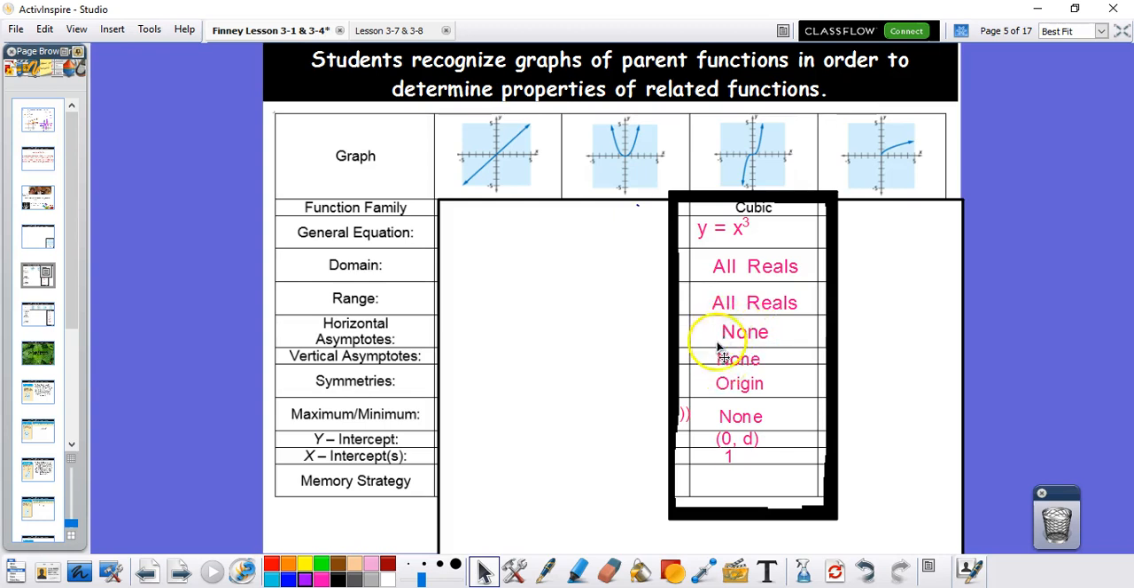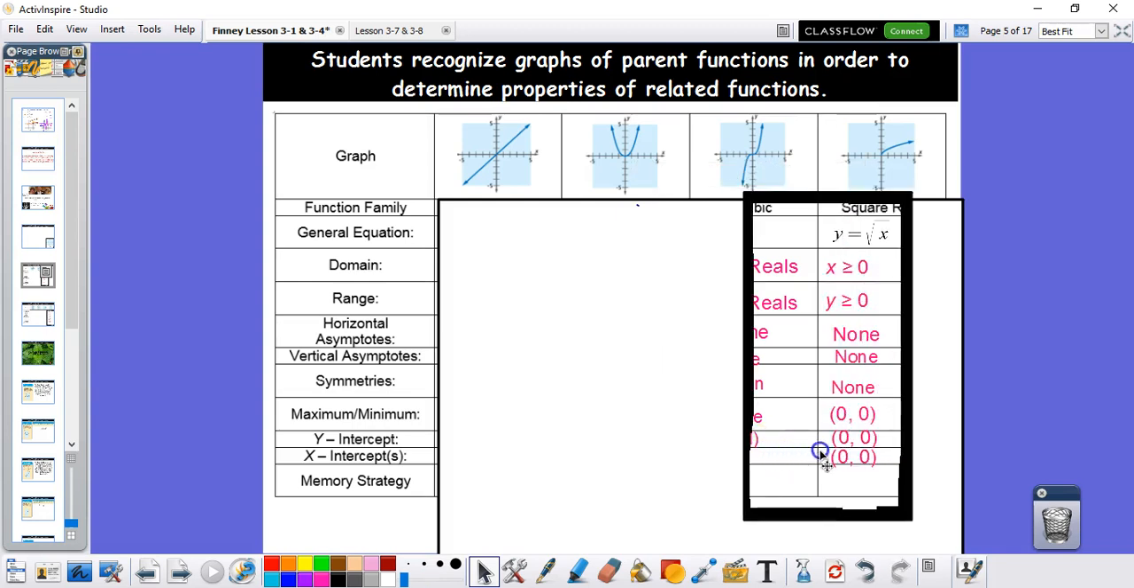There are no asymptotes, vertical or horizontal. It's symmetric to the origin. There is no max or min, although there could be a relative max or min. The y-intercept is (0, d). And our memory strategy, we don't have one. There is at least one x-intercept. There could be 2 x-intercepts, there could be 3 x-intercepts, but there's at least one.